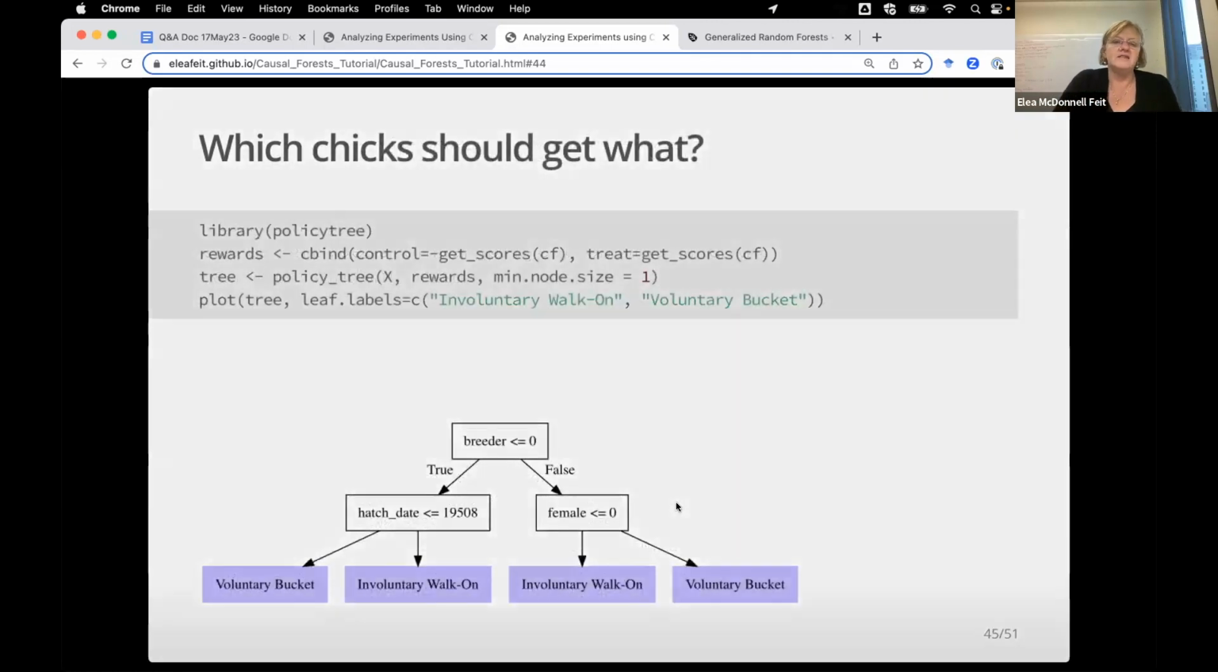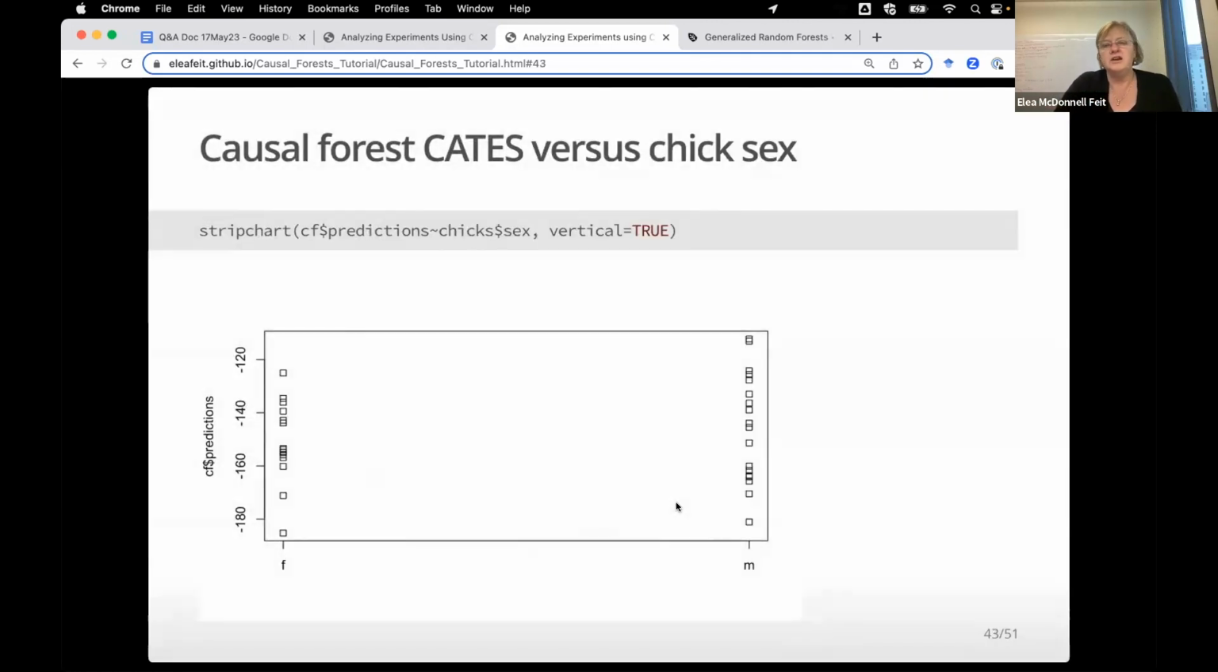These plots that I just showed you, like plotting each predictor against the predictions, can kind of give you an intuitive sense for which predictors are important. Like if all the female ones have low predictions and all the male ones have high predictions, then we know that predictor is making a big difference in the estimate of the CATE.